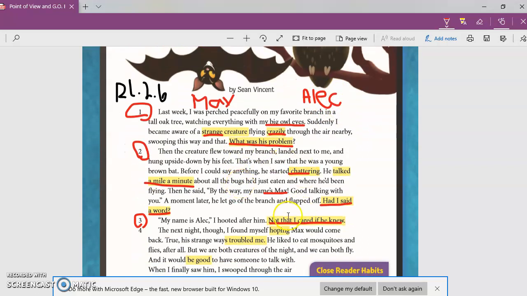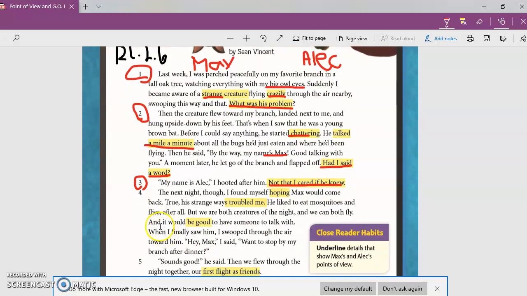And Alec's trying to play it cool. He's like, I don't really care if this bat knows my name or not. The next night, though, I found myself hoping Max would come back. True, his strange ways troubled me. He liked to eat mosquitoes and flies after all. But we are both creatures of the night, and we both can fly, and it would be good to have someone to talk with.